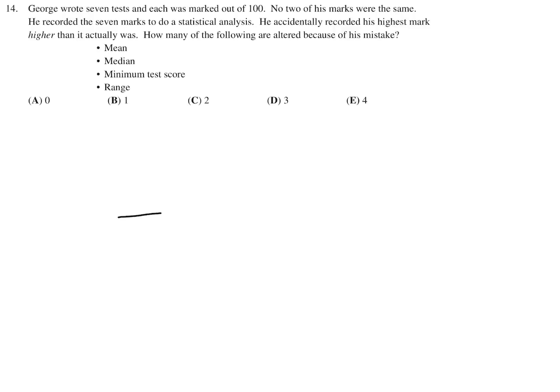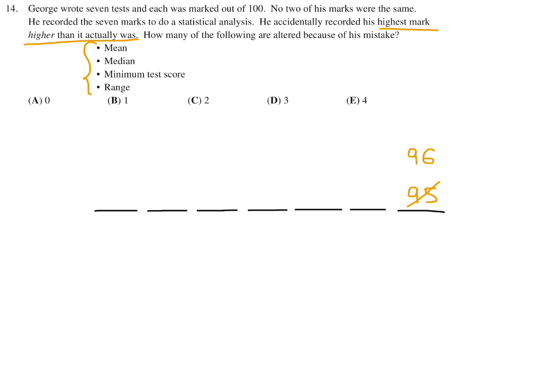So he's got 7 test scores, and the highest one, he accidentally records it higher than it actually was. So let's say his highest test mark was 95, right? But instead of writing 95, he accidentally writes it as 96. And they're saying which one of these will be altered or affected because of this slight error. All right, let's take a look.